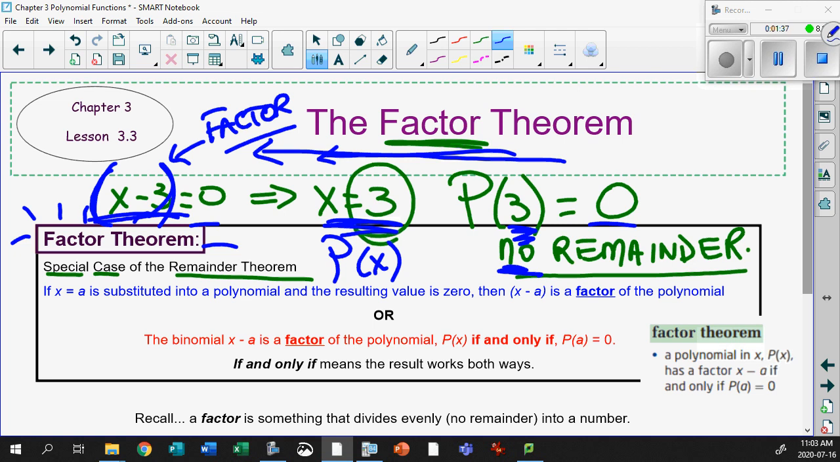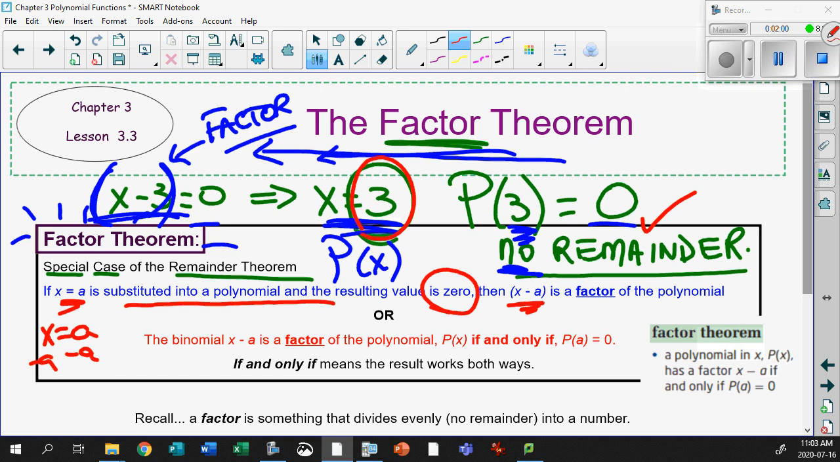Oh, I get it now. All right, so this is what it's all about. If x equals a, in this case we let x equal 3, same idea, you substitute it back into the polynomial, and if you get a 0, that means you have no remainder, which means x minus a is, in fact, a factor of the polynomial. I get it.